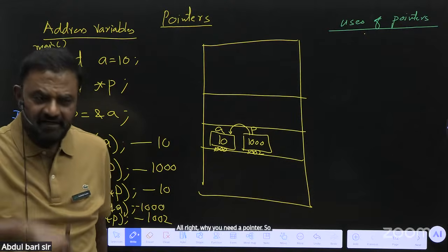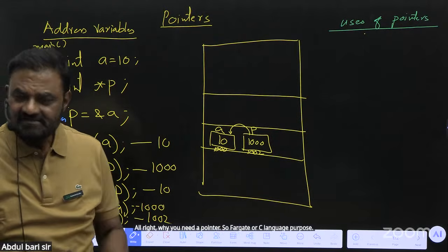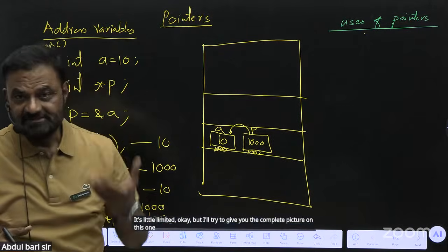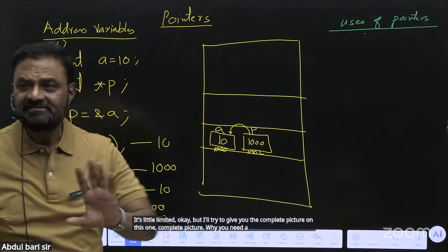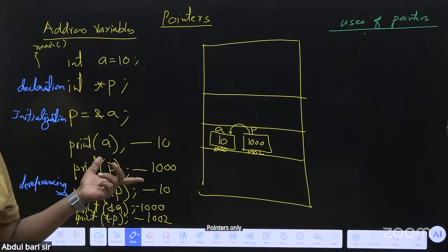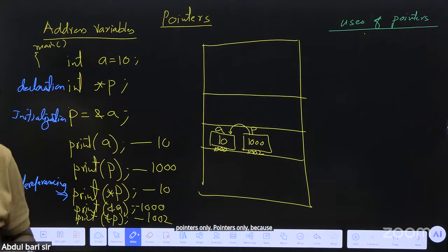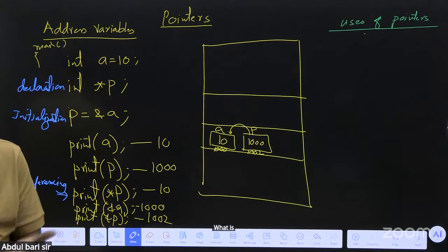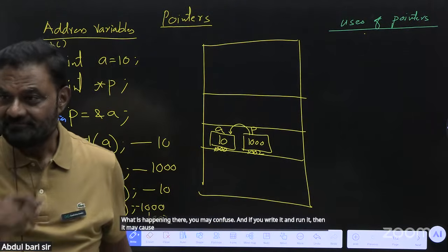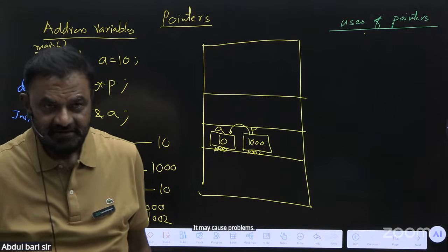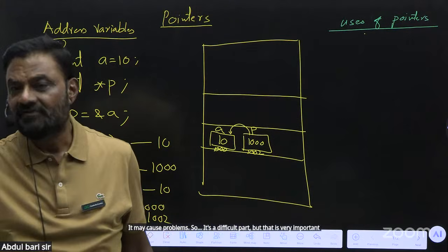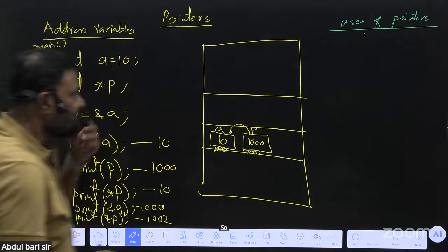For GATE or C language purposes, it's a little limited. But I'll try to give you the complete picture on this one. Why do you need a pointer in C programming? What is the toughest part in programming in C, C++? Pointers only, because of the problem with the syntax there. You may get confused, and if you write it and run it, it may cause problems also. It's a difficult part, but it is very important. Without pointers, you cannot do anything. So let us understand what is the use of pointers.